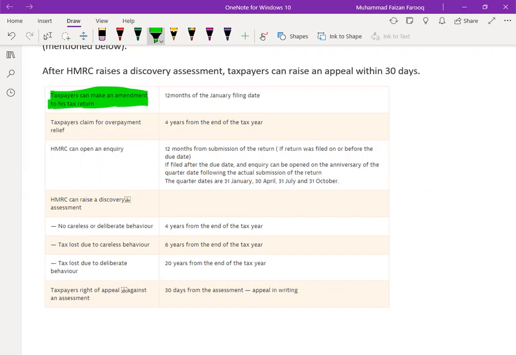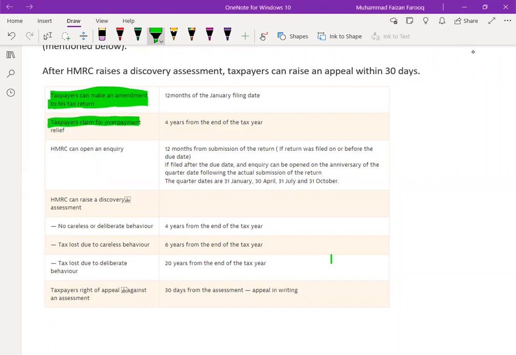The taxpayer can make an amendment to its tax return. Is it allowed? Yes, it is allowed. He has 12 months from the 31st January filing date, after the end of tax year. You have 1 year to ask HMRC for any amendments you want.